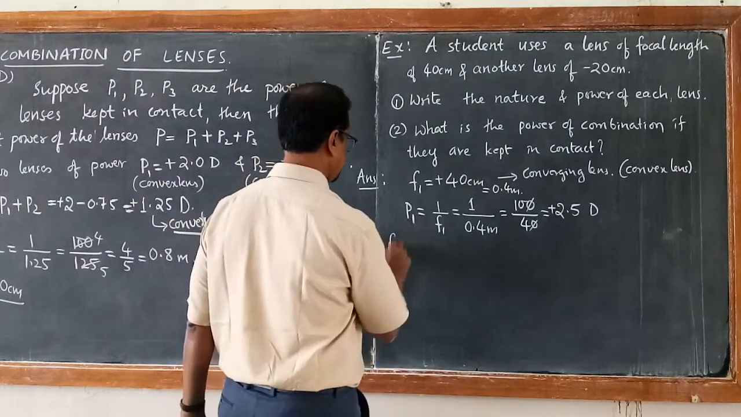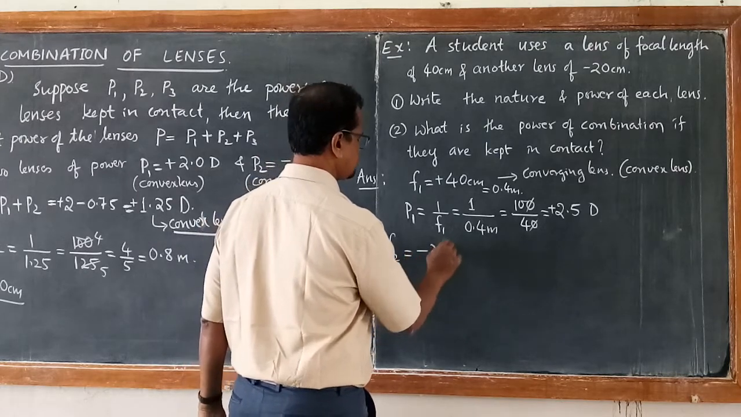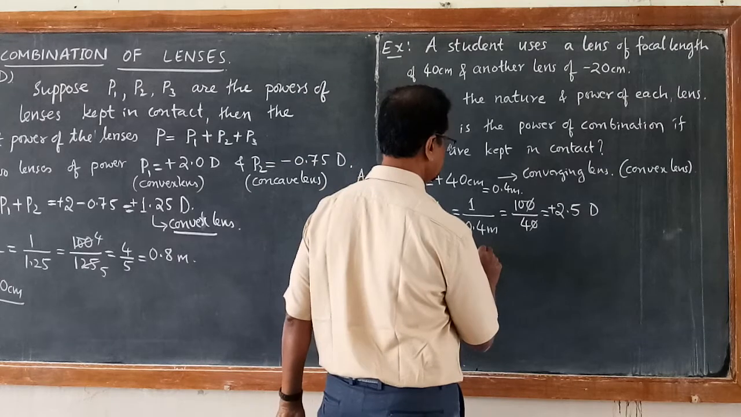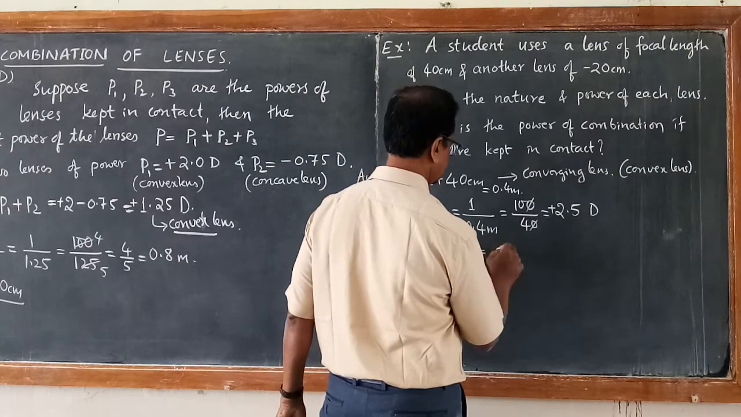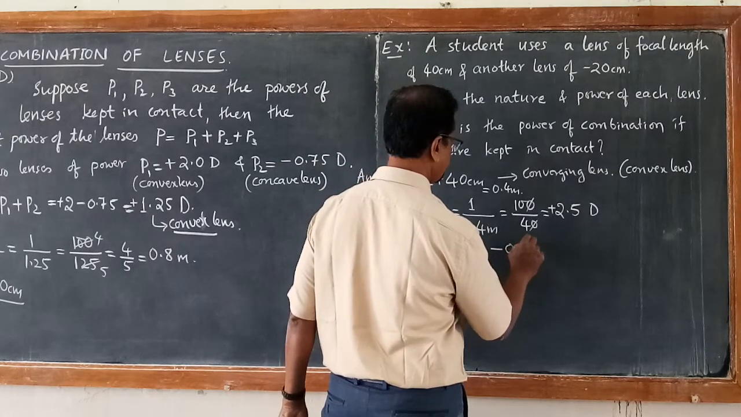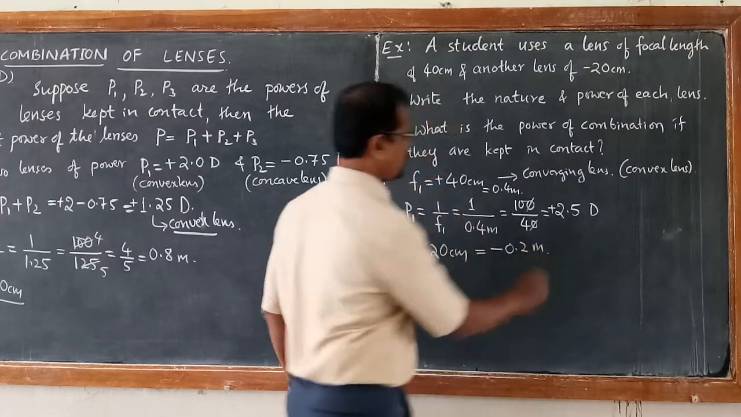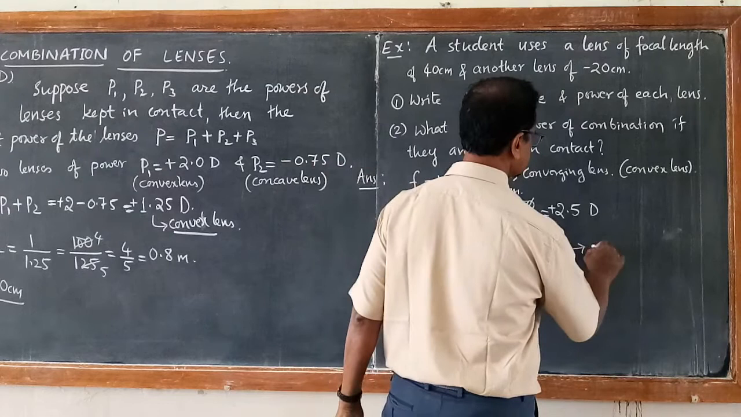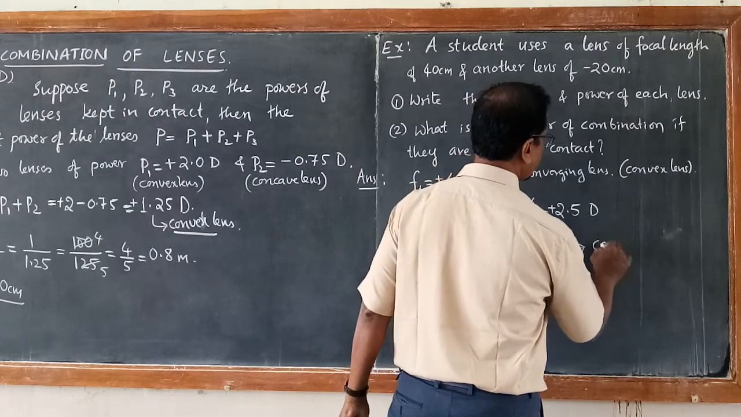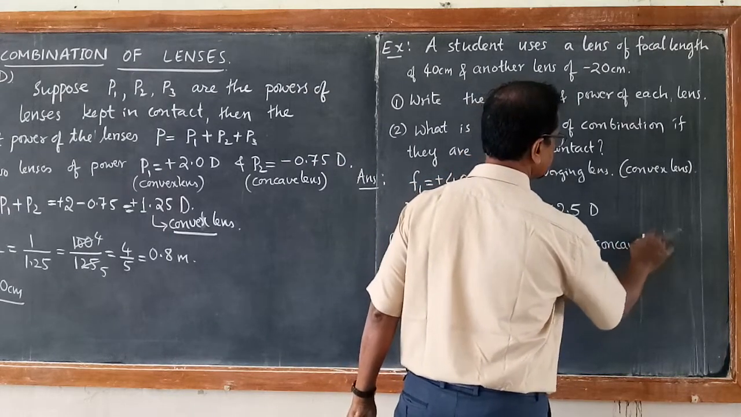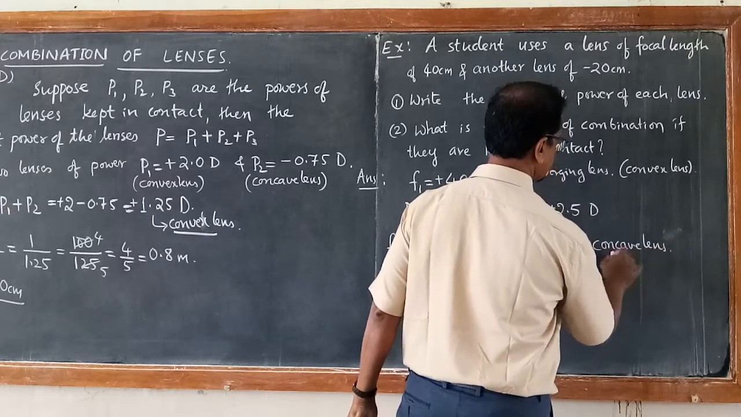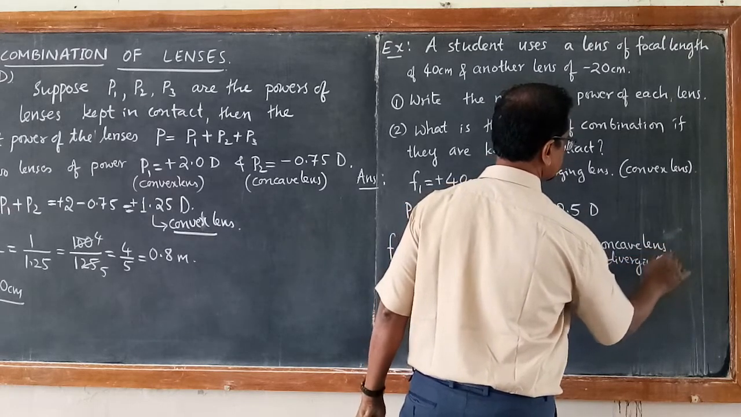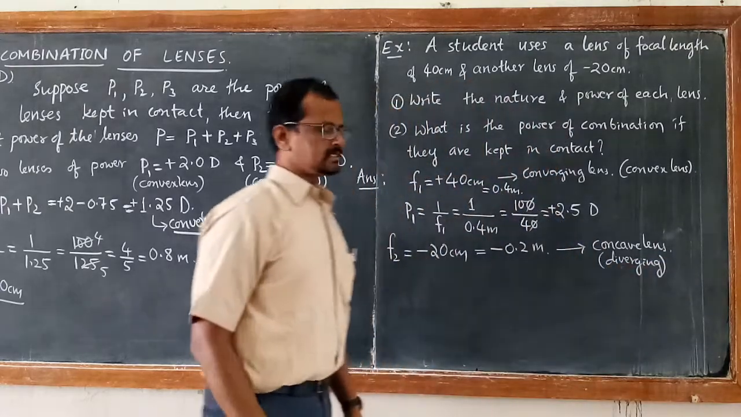Now similarly, f2 is equal to minus 20 centimeter. So minus 20 centimeter implies, in terms of SI, it is minus 0.2 meter. So this is definitely a diverging lens. That is concave lens. Nature of this concave lens is it is diverging the rays. So it is a diverging lens.